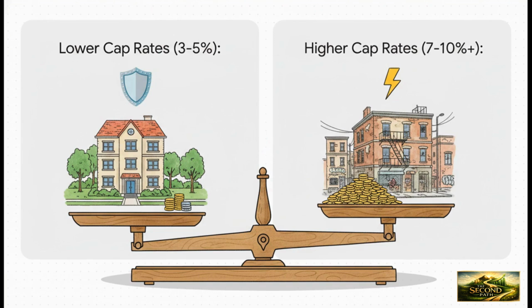Lower cap rates, maybe in that 3 to 5% range, usually mean a safer, more stable property in a really nice area. You're getting less cash in your pocket right now, but you're betting that the property's value is going to go way up over time. On the flip side, higher cap rates, say 7, 8, even 10% plus, mean more cash flow today, but they usually come with more risk. Maybe it's in a rougher neighborhood, or it's an older building that needs a lot of work. It's all about what you're optimizing for.